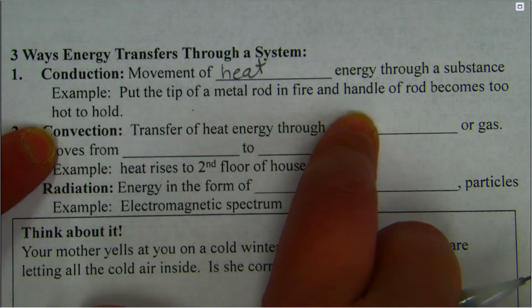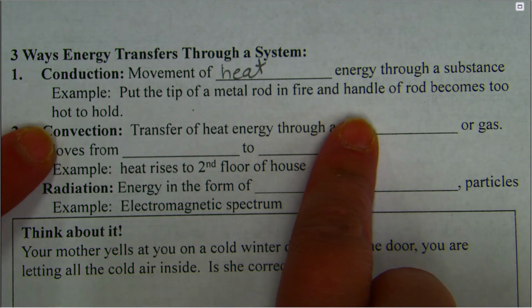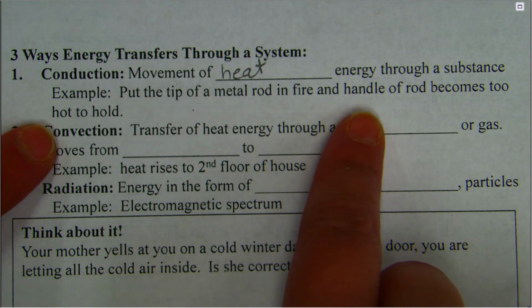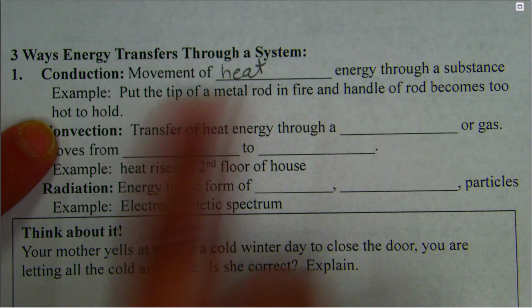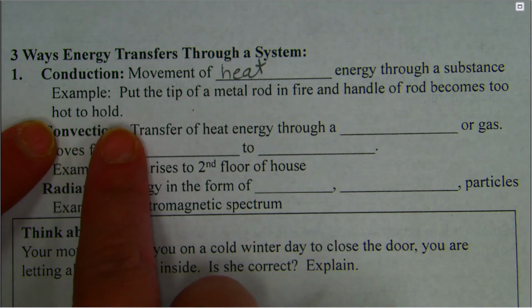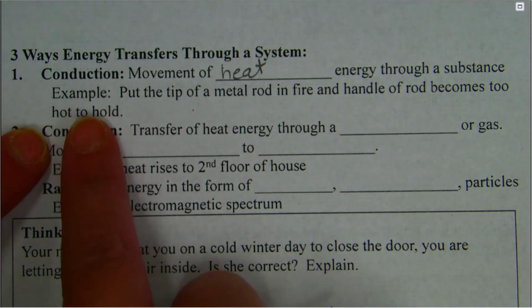And this is why things that we have for grills and for fire pits and stuff, the handle itself is some sort of other substance. That way we don't burn ourselves, because that heat will move through the metal.